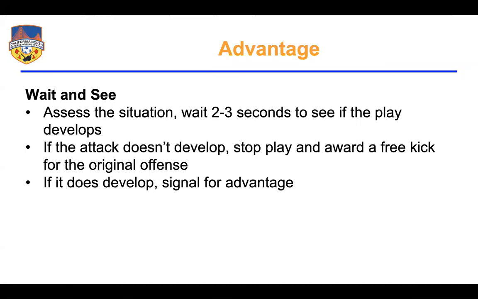So the big thing here is if you're going to apply wait and see, don't signal. The worst scenario for us is to signal advantage, have it not develop, and then blow the whistle and bring it back. That creates frustration and consternation from the team that's going to be called guilty of an offense, and we can avoid that frustration by just simply waiting and not giving any kind of signal. You take a couple of seconds, see what's going to happen, and then go ahead and give the signal if you decide an advantage is present, or blow the whistle and go on back to the original spot of the foul. Any questions on that wait and see concept?